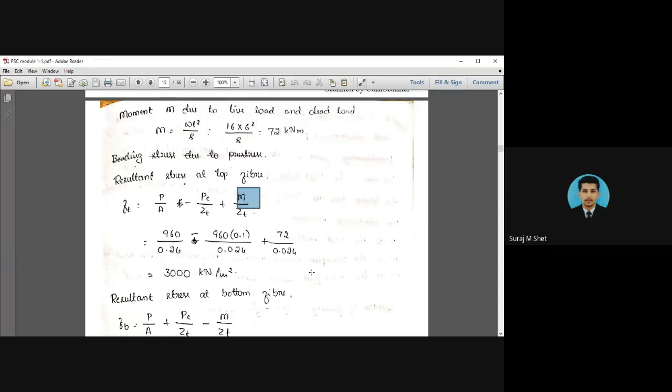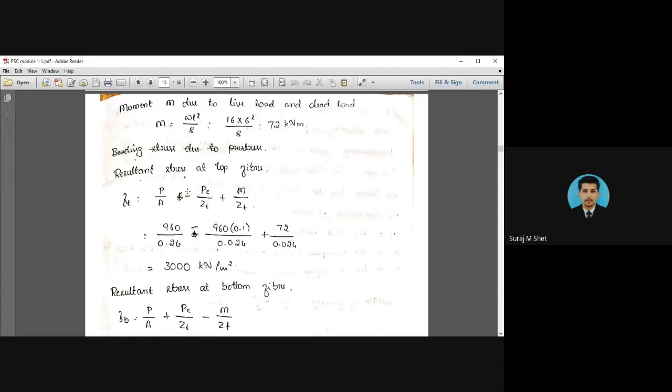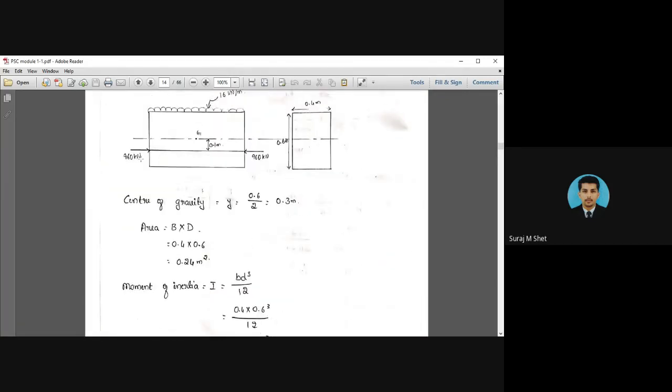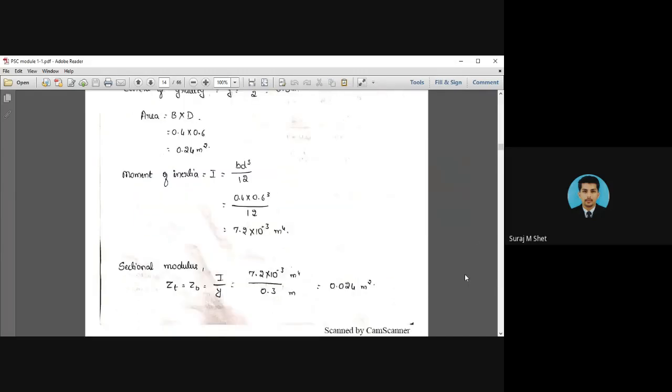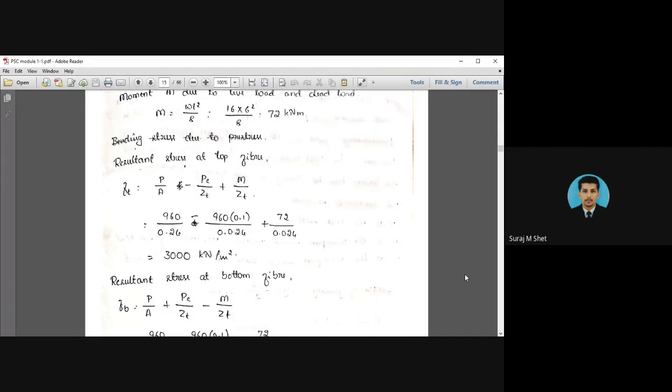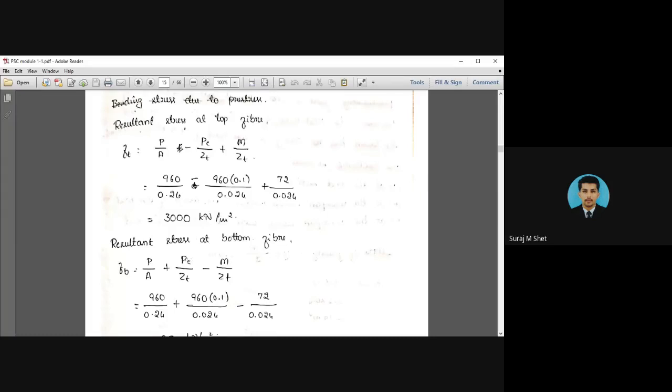This is the top fiber. What is the bottom fiber then? See here, the top fiber term is negative because the force is acting downwards, so this moment is acting from bottom to top. That's why P into E is negative for the top fiber, and P into E should be taken positive for the bottom fiber. This is the formula to calculate resultant stress at the bottom fiber.